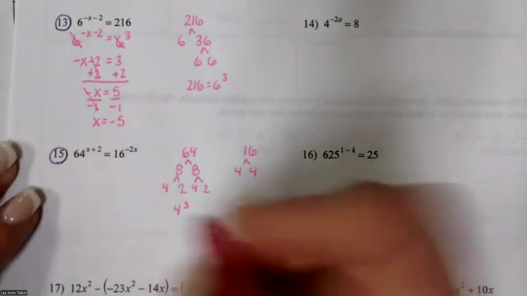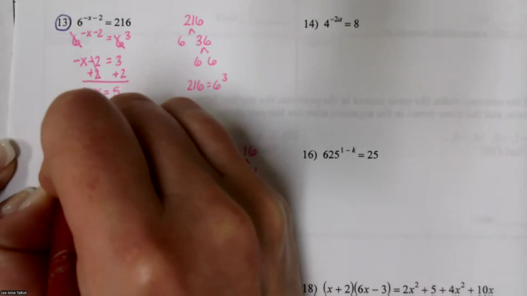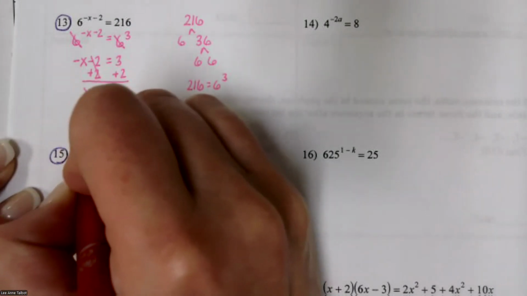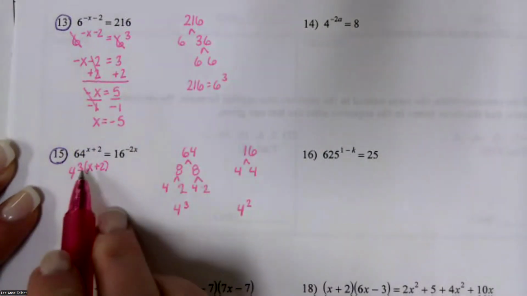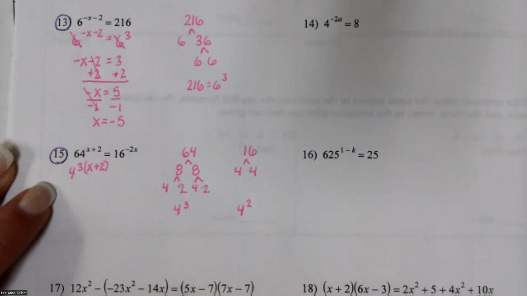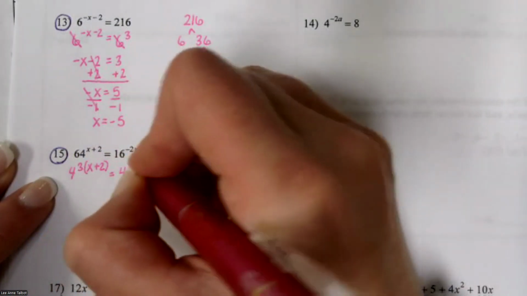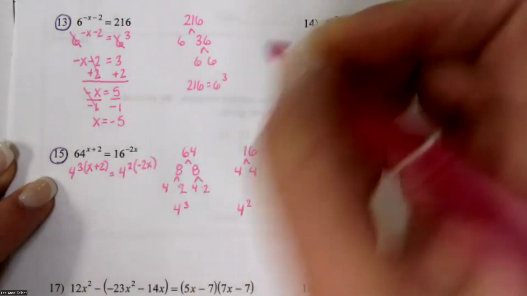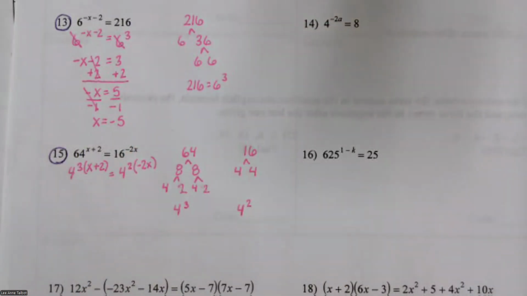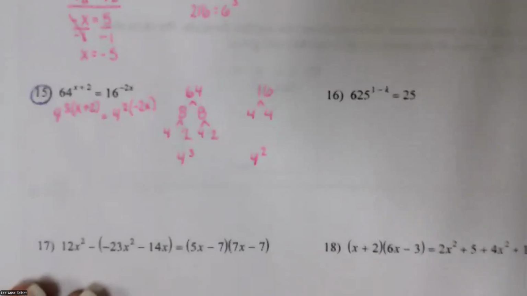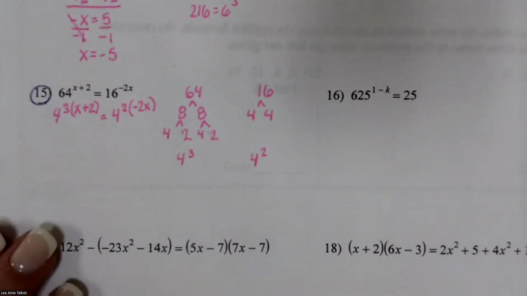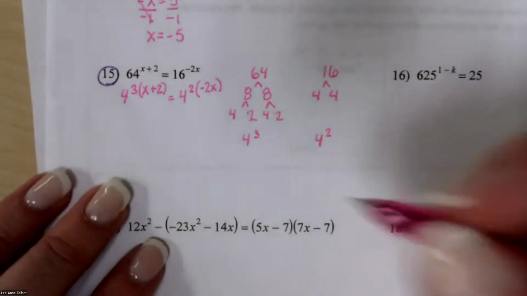Okay, so 64 is 4 to the 3rd, and then you put the x plus 2 exponent in parentheses right next to it. We're going to distribute. And then the 16 becomes 4 squared. And then you put the negative 2x in parentheses. Oh, this one's quite a bit harder. It's like a puzzle. You have to figure out which base.